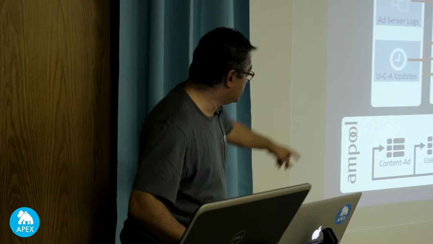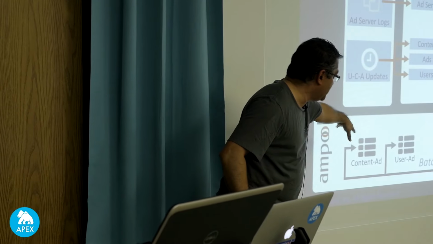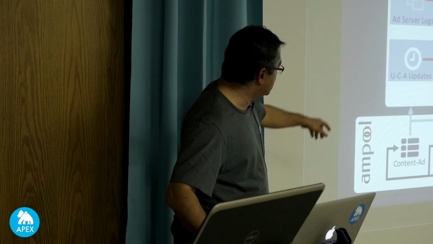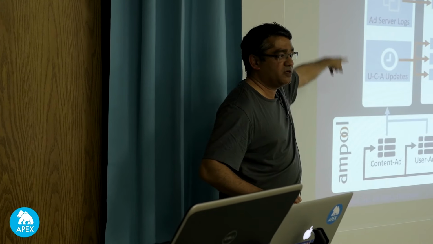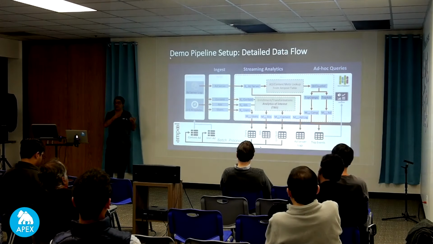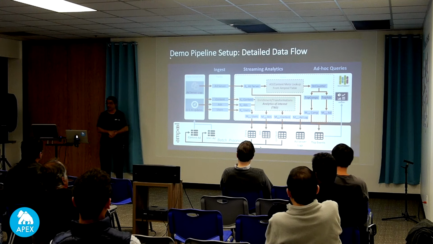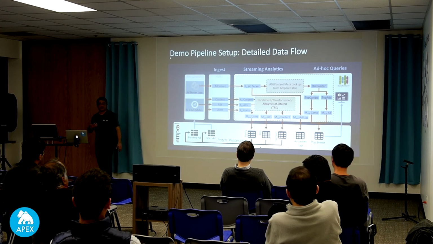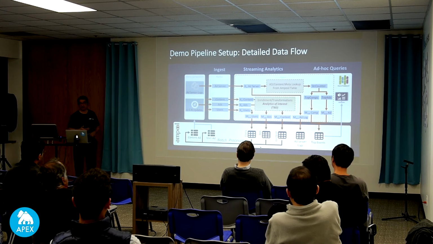And then we generate this content-to-ad and user-to-ad mapping table, and this information is used in our simulator or data generator to pick an ad when a particular user is randomly chosen for showing an ad. So you can see the whole closed loop over here, and all that requires in-memory store accesses that help you drive the pipeline a lot faster.